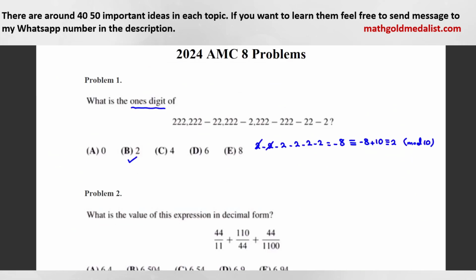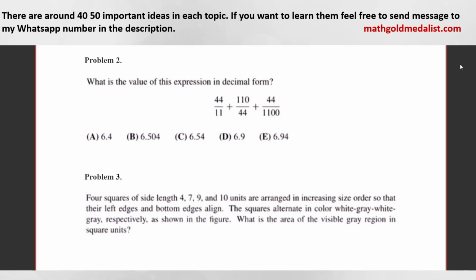Okay. Now let's try problem 2. What is the value of this expression in decimal form? We should simplify as much as we can. If we divide by 11 first, it will be 10 over 4. Then again, we can divide by 2. We can cancel 2. It's 5 over 2. Here, you can divide by 11. It will be 4. If you divide by 11, it will be 100. If you divide by 4, it will be 1.